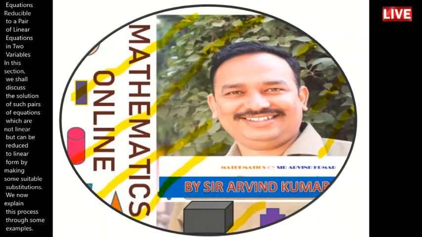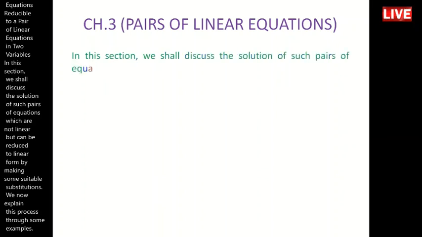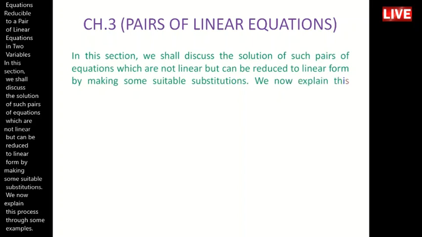Now we will discuss those linear equations which are not actually in the form of linear equation but reducible to the linear equation form. Let us start that. Chapter 3, Pairs of Linear Equations. In this section we shall discuss the solution of such pair of equations which are not linear but can be reduced to linear form by making some suitable substitution. Now we explain this process through some examples.